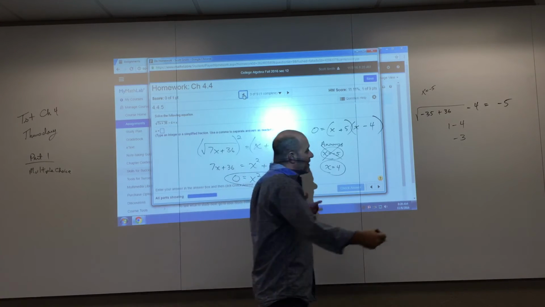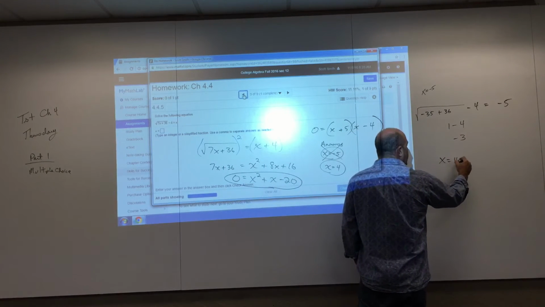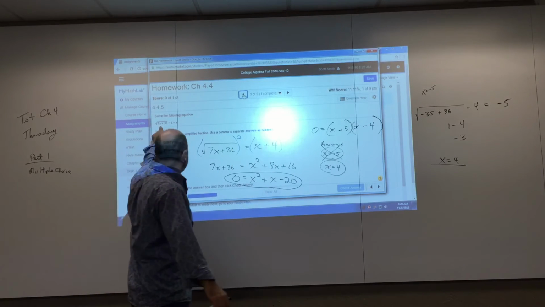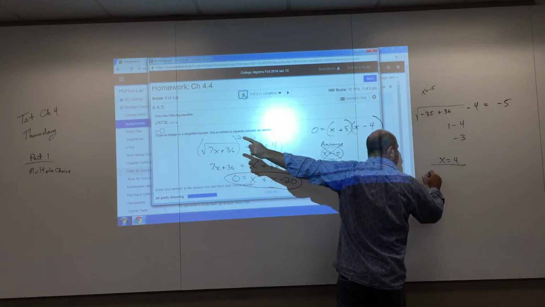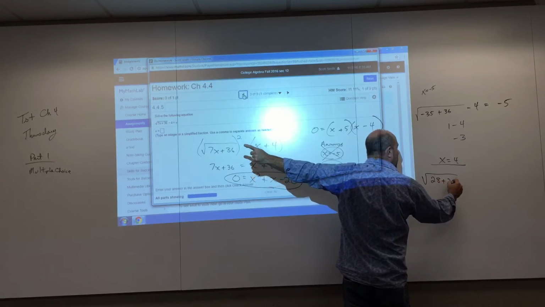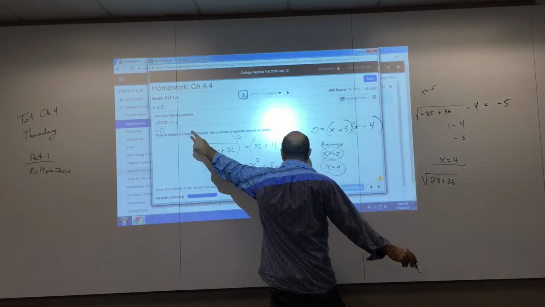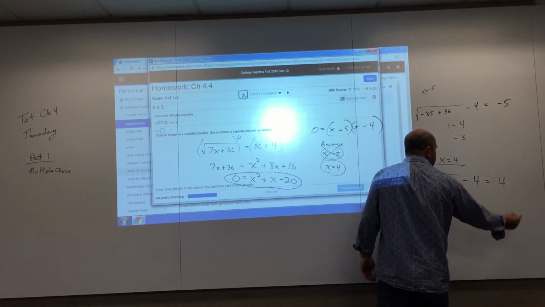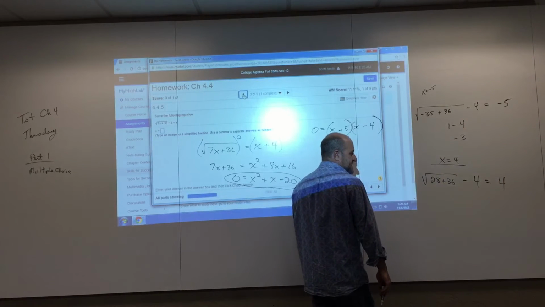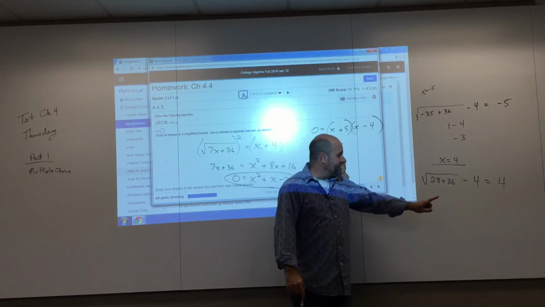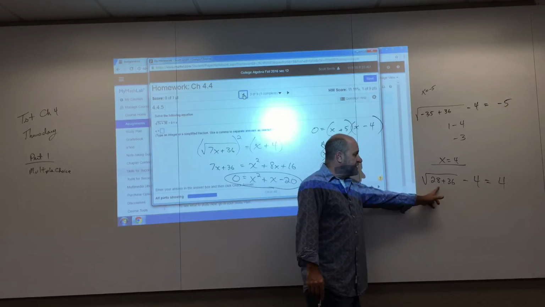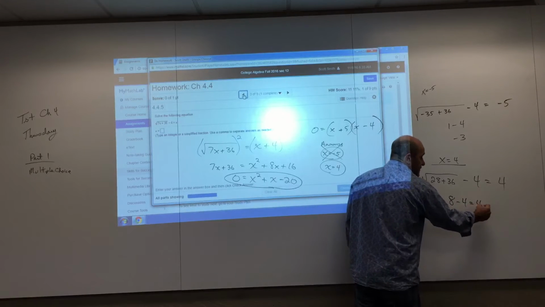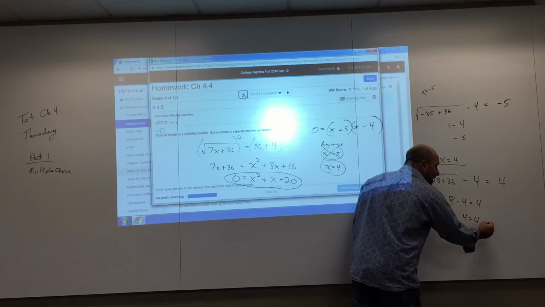Let's try 4. I better check x equals 4. I'm checking x equals 4 and plugging it into the original problem. That's 28 plus 36. That's interesting. 28 plus 36 minus a 4. Does that equal x, which is a 4? Well, maybe it does. That's 64, I think. The square root of 64 is an 8. 8 minus 4 is 4. 4 does equal 4. That's true.